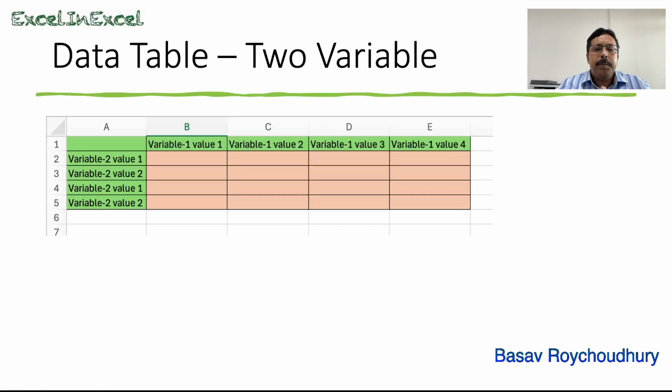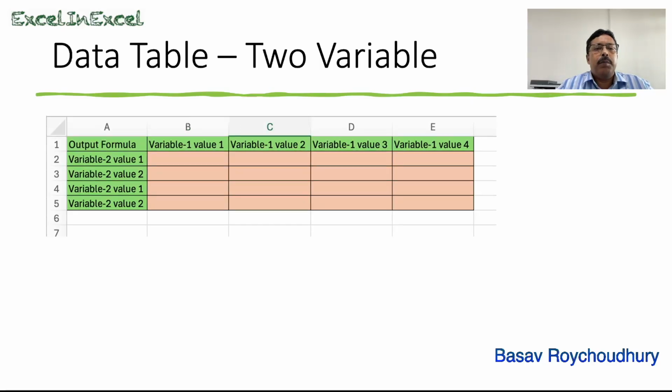So therefore, we have put in our input variables in the first row as well as the first column. Now the question is, where do we put the formula? You guessed it right, we have only one cell left of the green region, and therefore only in that place can we possibly put our output formula.